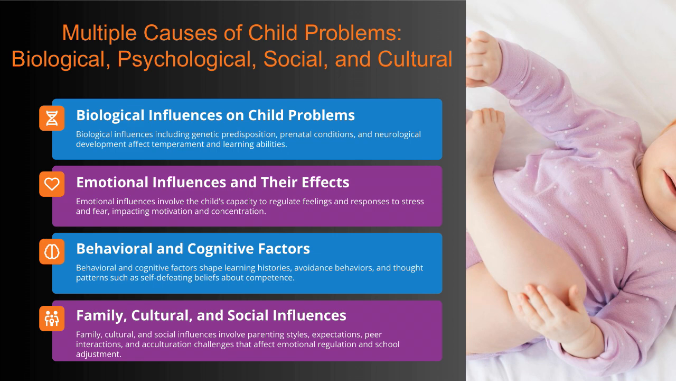Finally, family, cultural, and social influences come into play. Parenting styles, cultural expectations, relationships with peers, and challenges adapting to different cultural environments all affect how children regulate emotions and adjust to school life. Each of these areas interacts to shape a child's overall development and well-being.